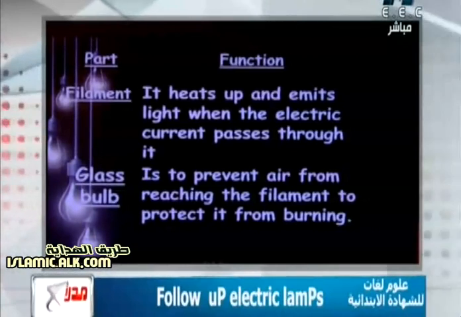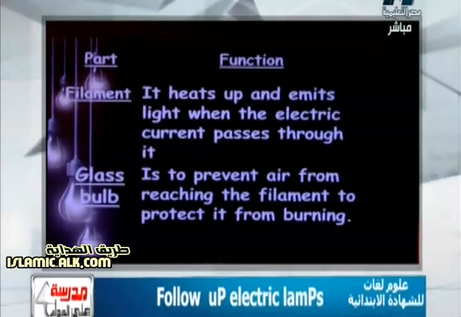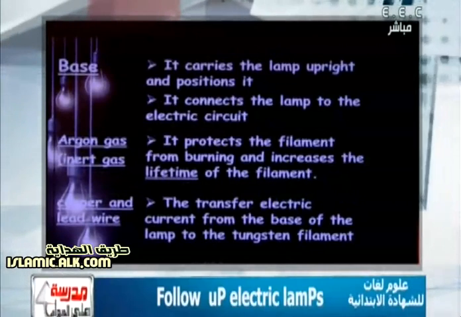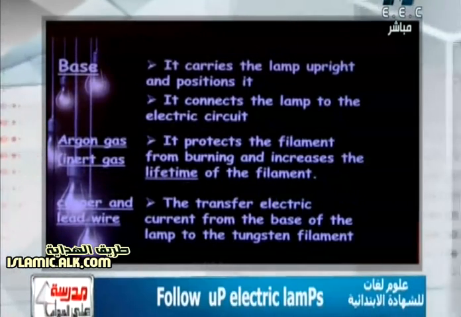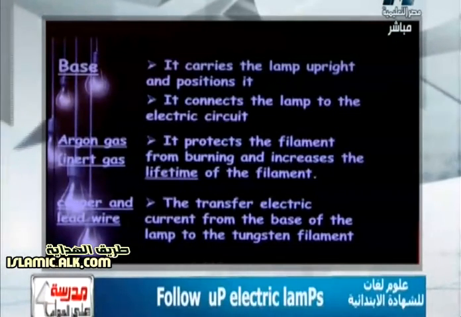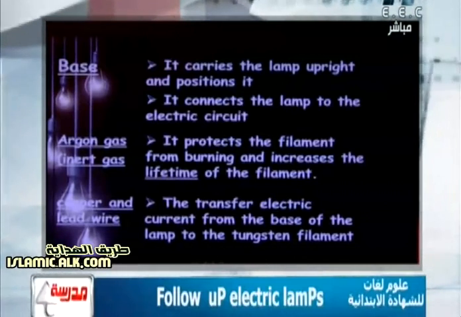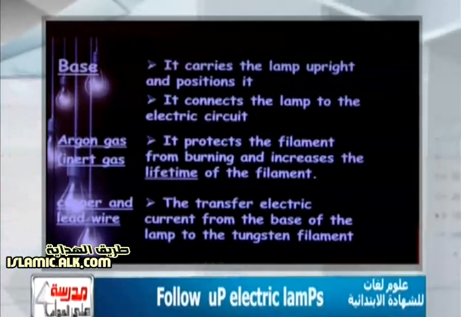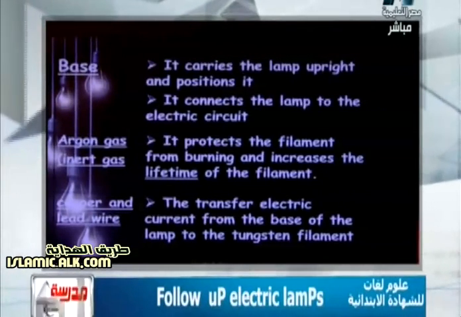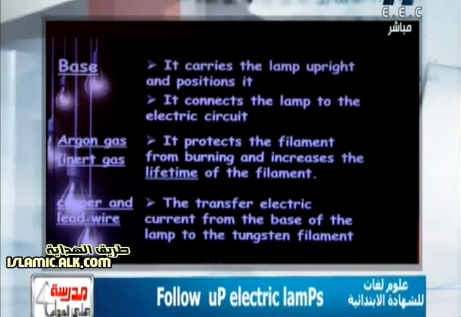The glass bulb is to prevent air from reaching the filament to protect it from burning. The base carries the lamp upright and positions it. It connects the lamp to the electric circuit. And what about the argon gas, or the inert gas? It protects the filament from burning and increases the lifetime of the filament. What about the two copper and lead wires? They transfer the electric current from the base of the lamp to the tungsten filament.